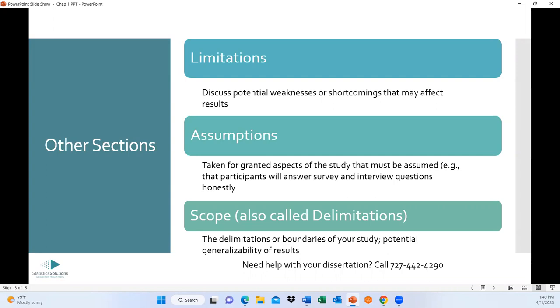Obviously, when COVID was more rampant, that threw a major wrench in doing studies, and it was a major limitation. Sometimes you might have a risky population, and the limitation might be that you can't actually get the participants that you want. You might have to use a proxy group. Any kind of thing that you can think of that might get in the way, you want to talk about.